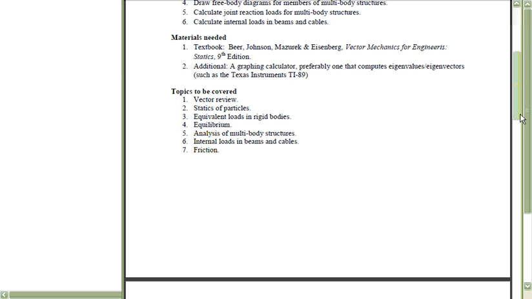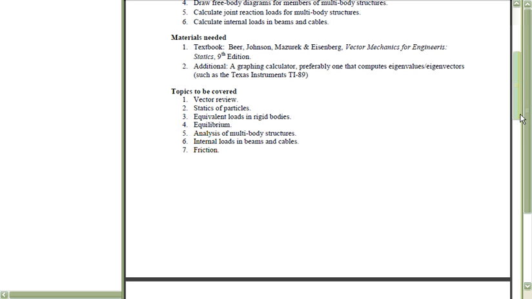And we also are going to use a graphing calculator. It says on here, preferably one that computes eigenvalues and eigenvectors. The TI-89 does that. That's not really for this class, but if you haven't bought a graphing calculator yet, that's something you might want to consider. That'll come in really handy in future classes.